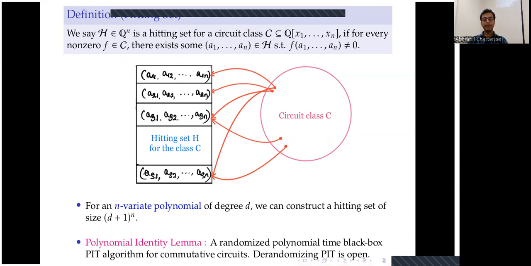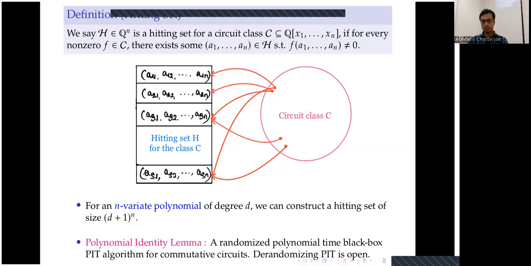Now, this is the best hitting set size that we know. We can get a randomized polynomial time algorithm by querying a polynomial on the grid of size (d plus 1) to the power n. From the polynomial identity lemma, we know that if we are given a non-zero polynomial, then with high probability it will evaluate to some non-zero value. Now, de-randomizing this PIT is an interesting open problem.